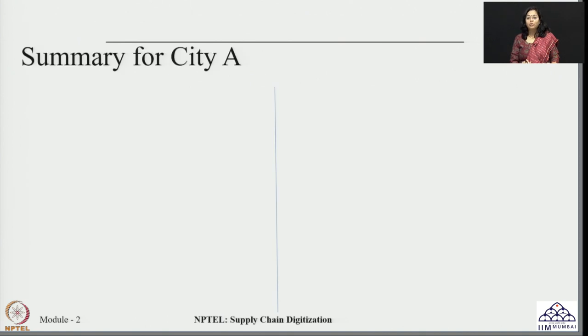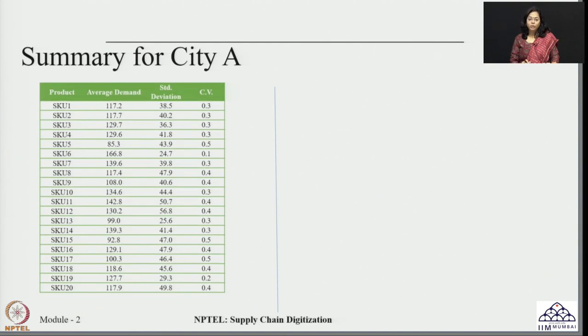Now let us look into the data about both the cities. We have been given 8 weeks of data, and for all these weeks of data available to us, we have calculated the average of the demand for all the 20 SKUs. Similarly, we have calculated the standard deviations, and for every SKU, as you can see from here, we have divided the standard deviation by the average demand, which gives us our coefficient of variation. So for all these 20 SKUs, we have calculated their respective average and standard deviation, and using the formula of coefficient of variation, which is sigma by mu, we have calculated the coefficient of variation. We can see that for some of the SKUs the coefficient of variation is 0.3, some is 0.5 and some is 0.1 and so on. So there is an indication that there is a variability of demand for all of these SKUs.